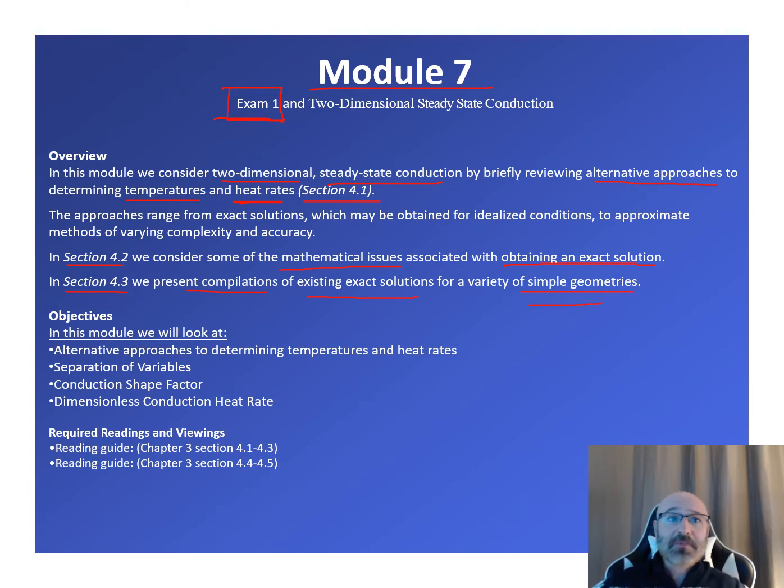So within this module, we're going to have a look at alternative approaches to determining our temperatures and heat rates. Then we're going to take a look at the separation of variables, the conduction shape factor, and also the dimensionless conduction heat rate. So again, this relates to Chapter 4, Sections 4.1 through 4.3, whereas Sections 4.4 and 4.5 are going to be a supplemental reading assignment for you to cover that material in the textbook.